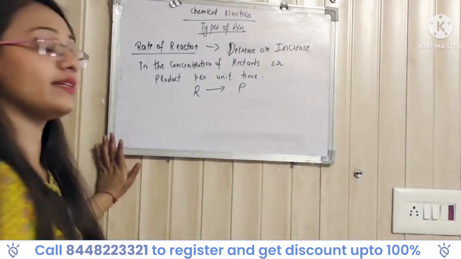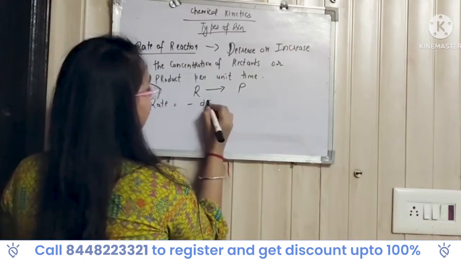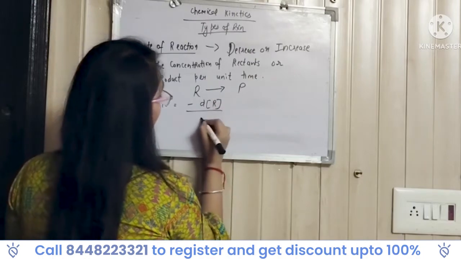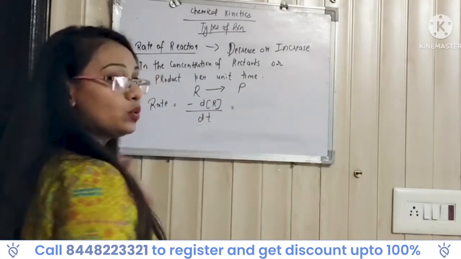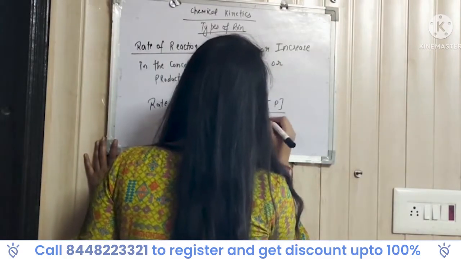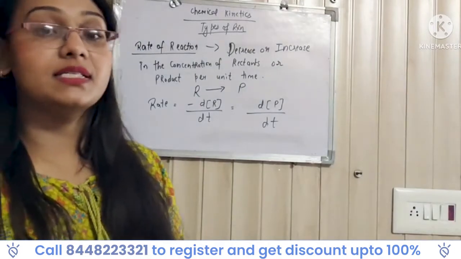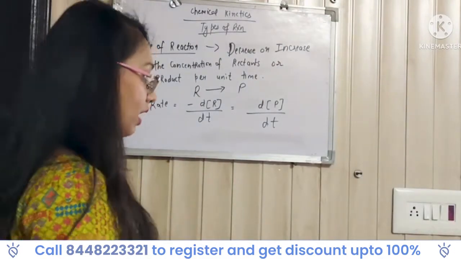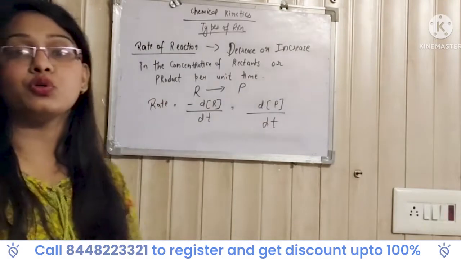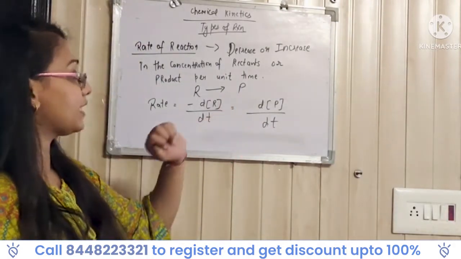Now what's the rate for this reaction? Rate is equal to minus the decrease in the concentration of reactants per unit time, which is equal to the increase in concentration of product per unit time. Now why this minus sign? This minus sign represents the decrease in the concentration of R. In this reaction, no stoichiometric coefficients are attached. What if stoichiometric coefficients are attached to it?